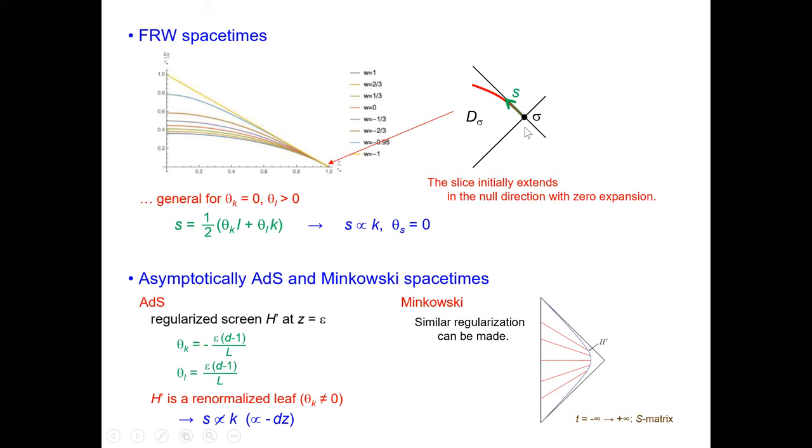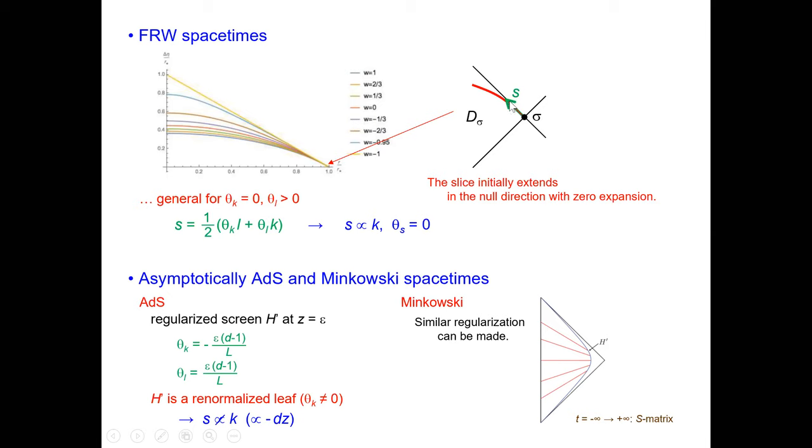But in general, what's happening is the following. If you start from a leaf, sigma is a leaf, the equal-time surface of the holographic screen, the leaf. So theta_k is zero, theta_l is non-zero. That's the initial marginally anti-trapped surface. Now think about the vector S, the direction in which the screen goes. The direction the screen moves is found by convolving very small extremal surfaces and then looking at the convolution curve. That direction S is given by this formula: the expansion in the k direction, theta_k, times the l vector, and the expansion in the l direction times the k vector.